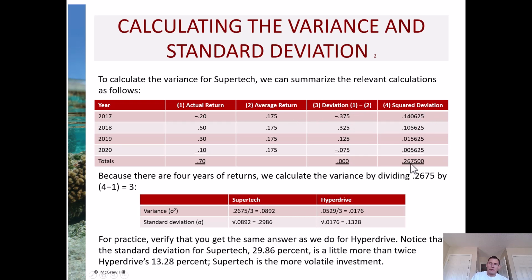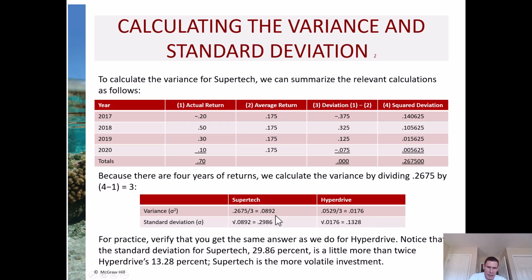So because there are 4 years of returns, we calculate the variance by just dividing the 0.2675, look at the bottom line here of the standard deviation column, by 4 minus 1, so of course that's 3, and then we get our numbers plugged in here. So for Supertech, the variance is 0.0892 compared to Hyperdrive 0.0176, and then the standard deviation for Supertech is 0.2986, and then 0.1328. So a couple of things about this just real quick.